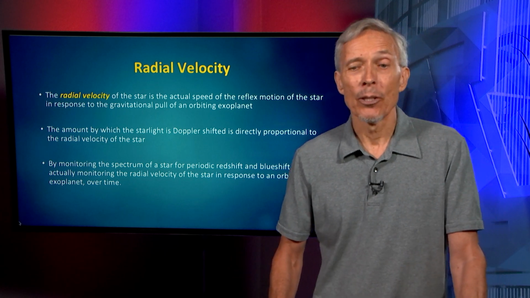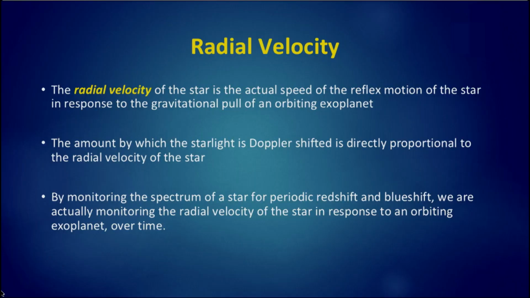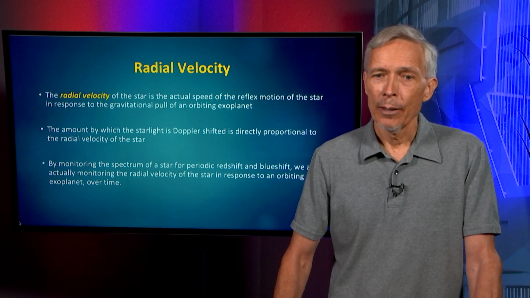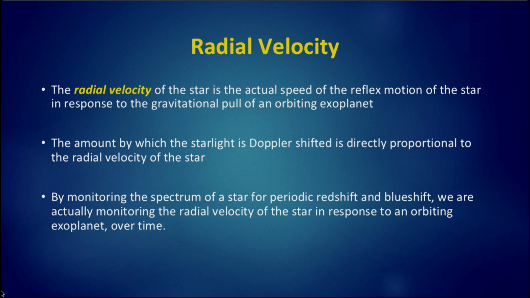The amount by which the starlight is Doppler shifted is directly proportional to the radial velocity of the star. And so the measurement is quite simple to convert from spectroscopy into velocity in space. And by monitoring the spectrum of the star over a long period of time, corresponding to many orbits of the planet around the star, we can attain a very high precision in the detection of its wobble.